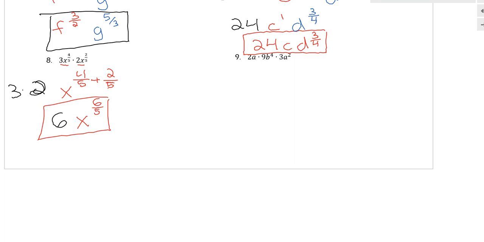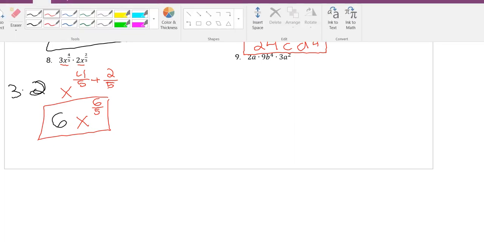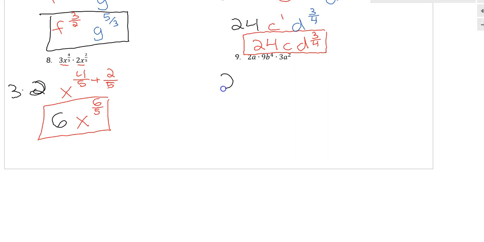Now our last one for our product rule. Again, I have to multiply my numbers. I have a 2, a 9, and a 3. Right? Then I have an A here and an A here. So that's A to the first, right? And a second.